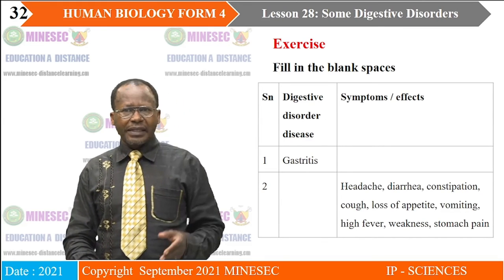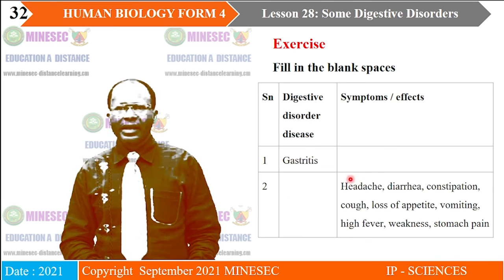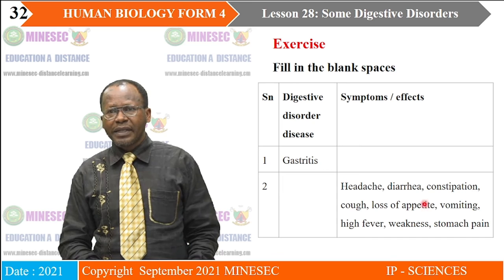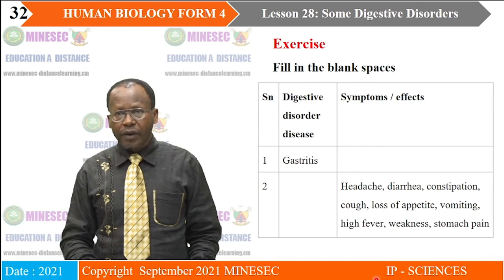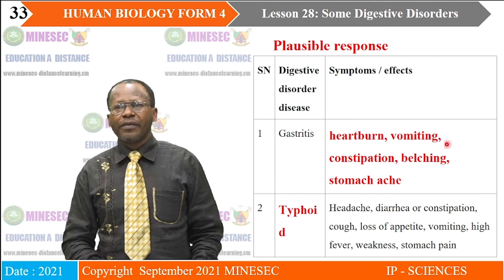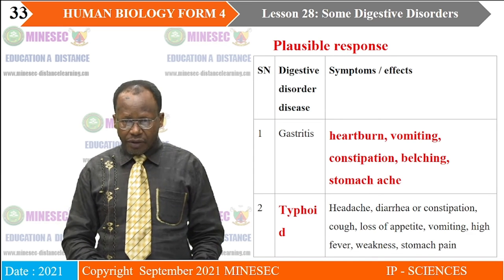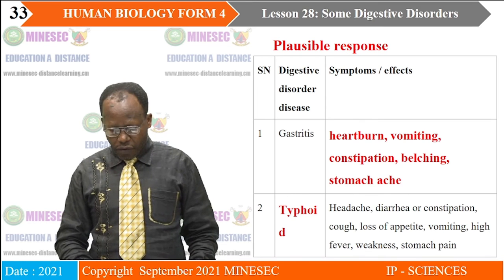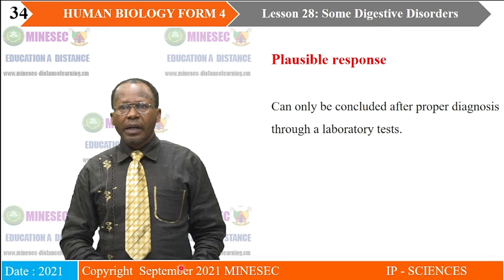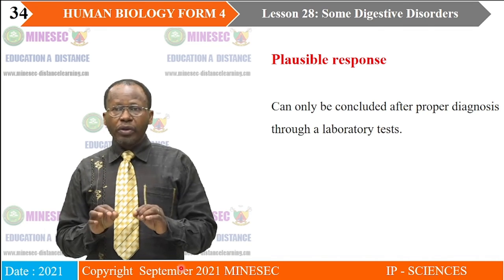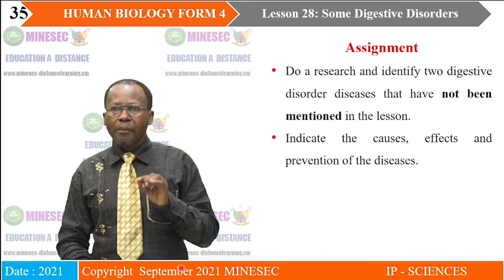With this, I would like us to do a brief exercise to fill in the blanks here. We have digestive disorder diseases and symptoms or effects. We have gastritis, what should be here? And we have an empty space here. Then here we have heartburn, a headache, constipation, and all the like. So in filling it, what would we have? We realize that for gastritis, the symptoms are heartburn, vomiting, constipation, belching, and stomach ache that we have seen. And then for these symptoms of diarrhea and all of this, they refer to typhoid. So you will suspect typhoid, but you will still also have to go for proper diagnosis. Then, in this situation, you can only conclude that you have treated this or you have this after proper diagnosis. Remember, I insist, after proper diagnosis.